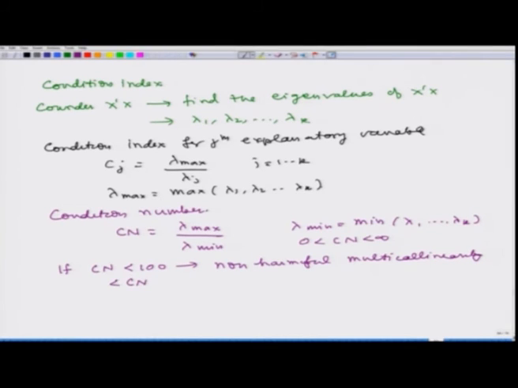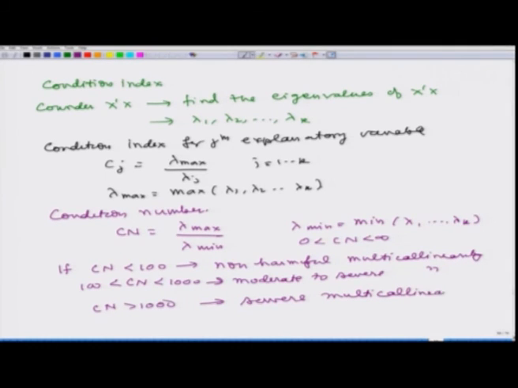Similarly, if the condition number is lying between 100 and 1000, this possibly indicates that the explanatory variables are moderately correlated, and in this case there is moderate to severe multicollinearity. And if the condition number is greater than 1000, this possibly indicates that there is severe multicollinearity. Now again, I would like to say that these guidelines or these numbers are only indicative, and they are not something like a very hard and fast rule.